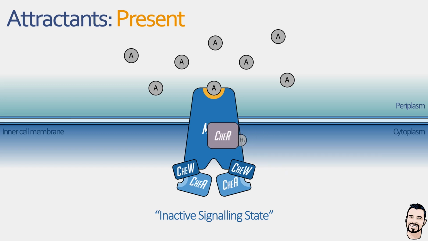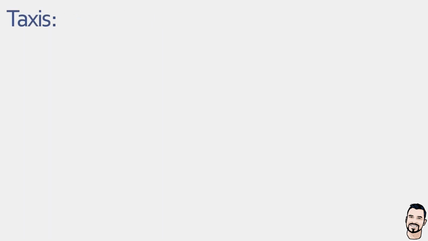Now, it does this by adding methyl groups to specific glutamate residues on the MCPs, and I know it's taken a while to get here, but this is where the MCP gets its name as a methyl-accepting chemotaxis protein. And so the addition of these methyl groups make MCPs less sensitive to attractants and more sensitive to repellents, which will ultimately cause a switch back to the active signalling state.